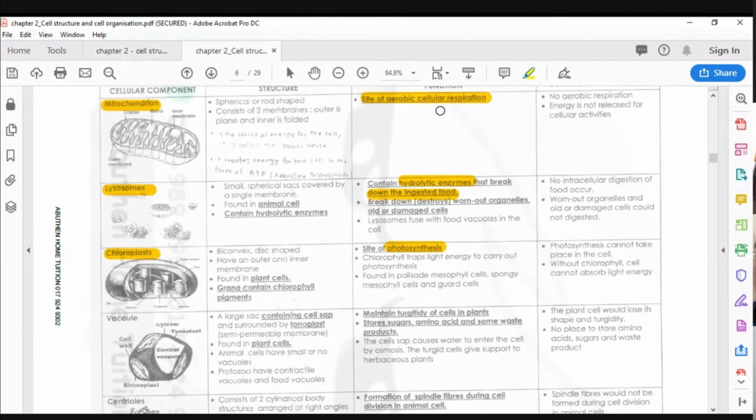What is aerobic cellular respiration? No one knows? I don't know what you're talking about just now. Aerobic cellular respiration. Aerobic meaning a type of respiration which needs what?